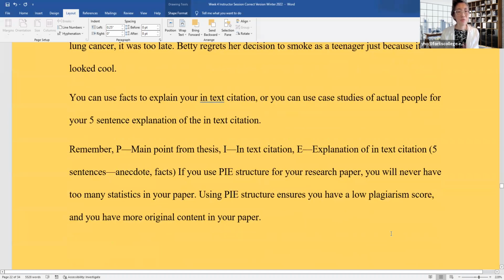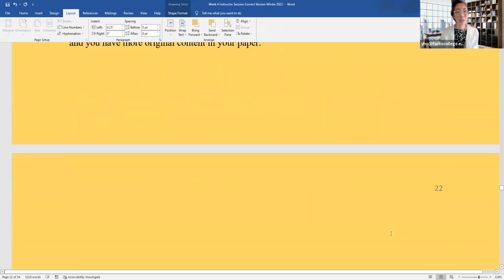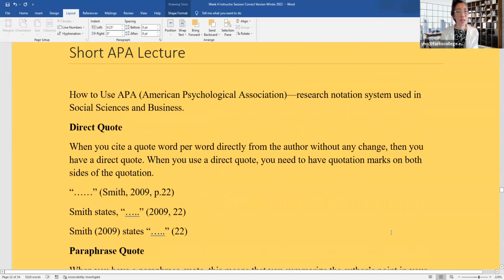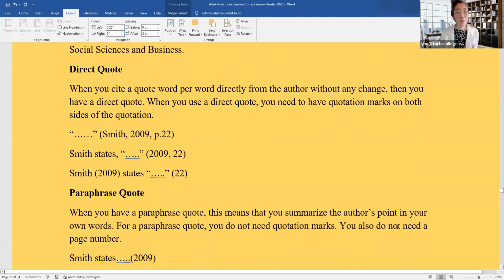So you can use facts to explain your in-text citation, or you can use case studies of actual people for your 5-sentence explanation of your in-text citation. And so here is a short APA lecture. APA stands for American Psychological Association. When you make a direct quote, that means that you say it word for word.